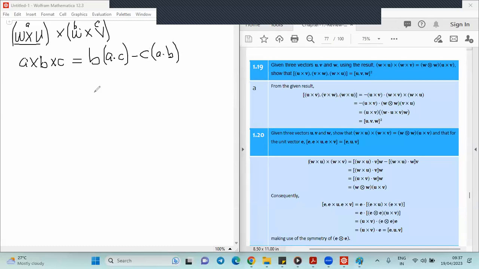Now what is our B? Our B is W. So let's go, W. What is our A? W cross U. So that's W cross U dot V, because V is our C. So this is B, A is W cross U, and C is V.